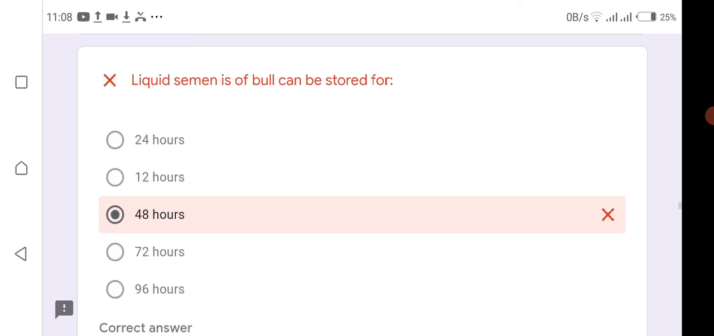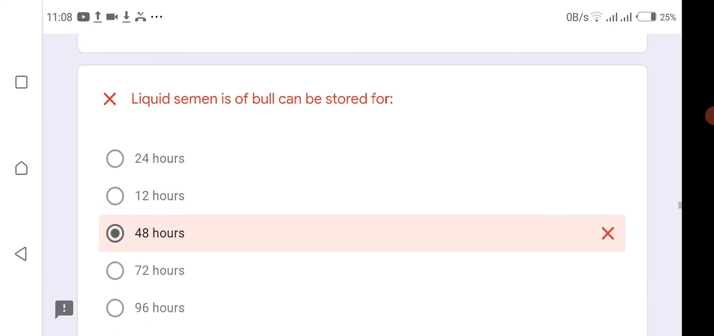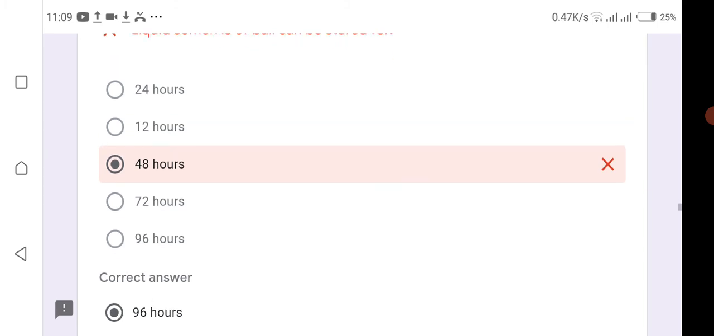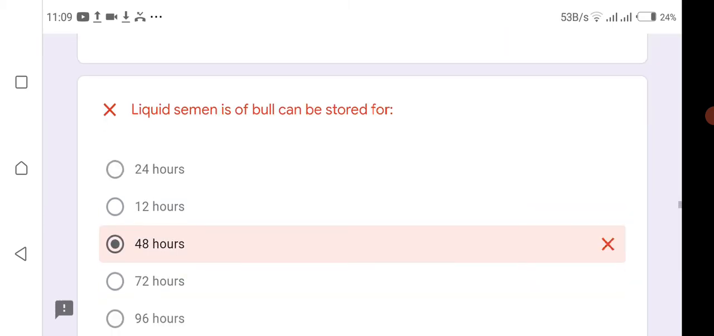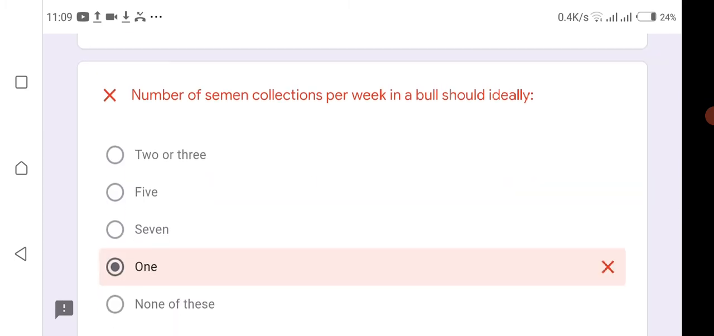Liquid semen of bull can be stored for 96 hours, approximately 100 hours. 48 hours means 2 days, 72 means 3 days, and 96 hours means 4 days. It is 4 hours less than 100 hours.